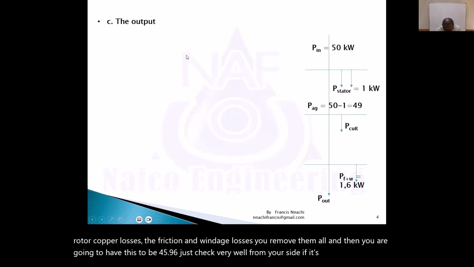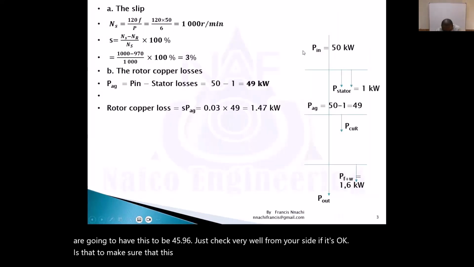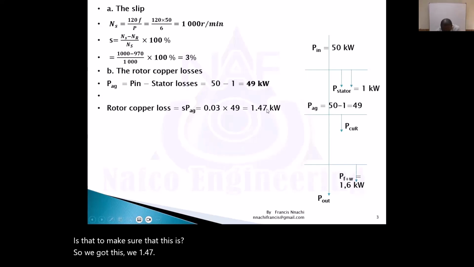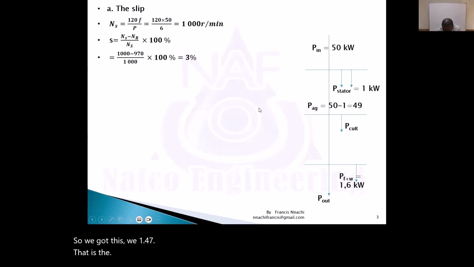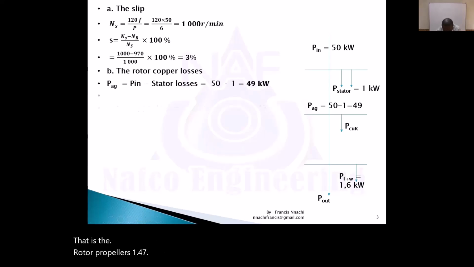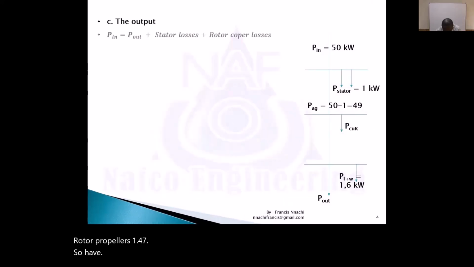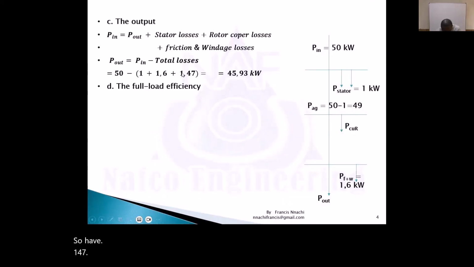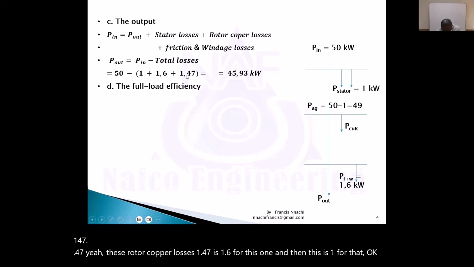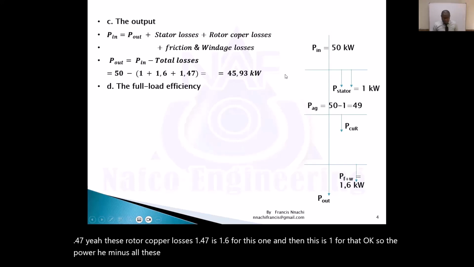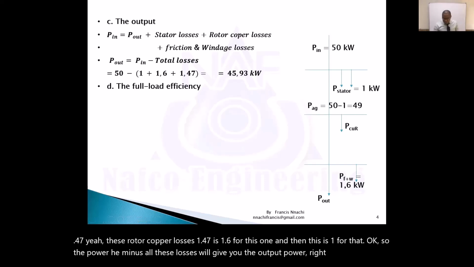This is just to make sure, so we got 1.47 as the rotor copper loss, 1.6 for this one, and 1 for that. The power in minus all these losses will give you the output power. And then from there you can calculate efficiency.